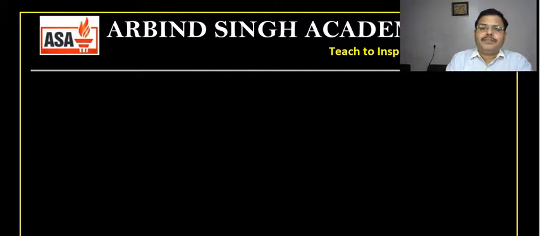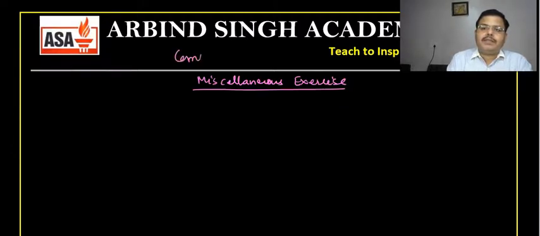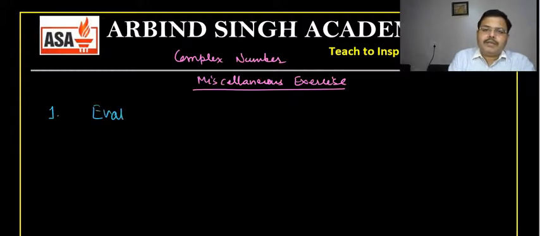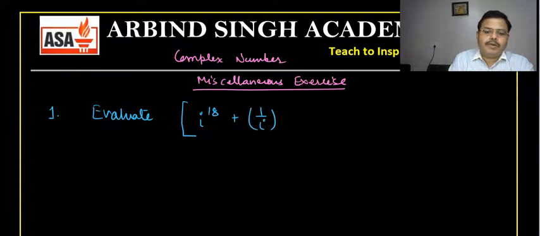So let us see the miscellaneous exercise of complex numbers. I am taking the miscellaneous exercise today. The first question which is given here is to evaluate, that is a simple one but still: iota to the power 38 plus iota to the power 18, plus 1 upon iota whole to the power 25, and this whole to the power 3.